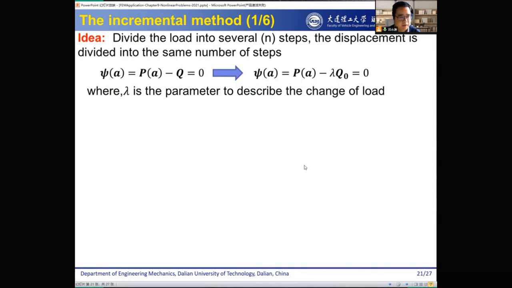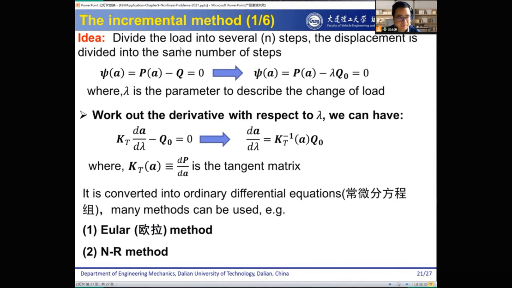Okay, and then the third type of method is called the incremental method. Let's have a look at the idea. The idea of the incremental method is to divide the load into several steps, and then the displacement is divided into the same number of steps. So for example here, we can convert this to this one, and this one is divided into several steps.